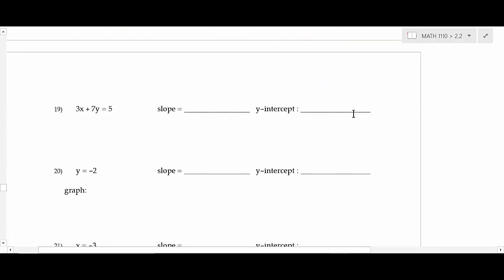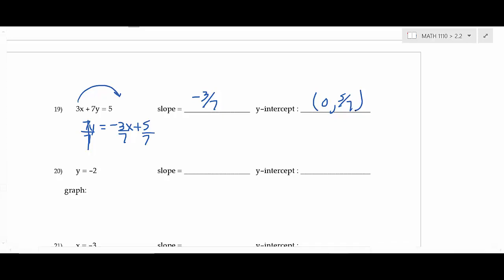All right. Okay, next one. How are you going to find the slope on this? You're going to solve for y. Okay, so again, just the same thing here. That's 7y, that's equal to negative 3x plus 5. Go ahead and divide everything by 7. Okay, so what's the slope? Okay, what's the y-intercept? 0. Okay, I want you to write that as a point, as what we call an ordered pair like that. Okay, all right. Students do that fine.